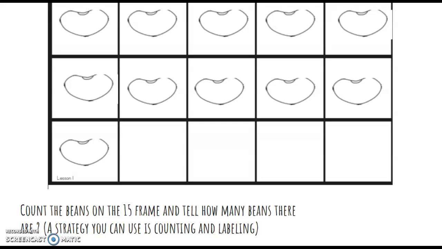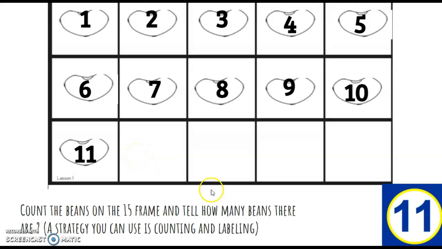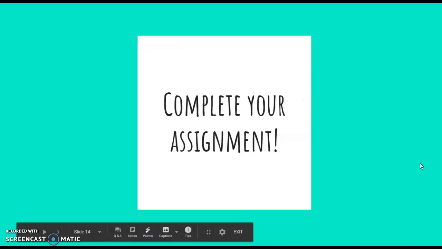Okay. Ready? Let's count. 1, 2, 3, 4, 5, 6, 7, 8, 9, 10, 11. So how many beans are on the 15 frame? 11. Good job. And what does 11 look like? 11 is a 1 and a 1. Awesome.